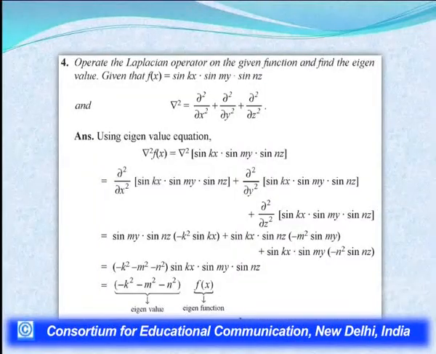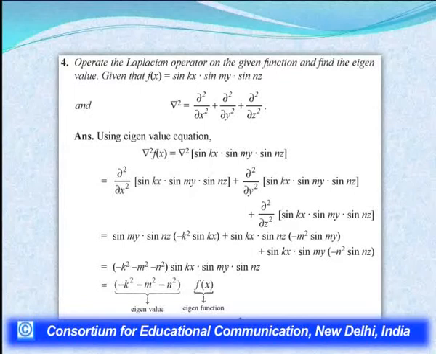Now see question number 4. You have to operate the Laplacian operator. Again, for this one should know the expression for the Laplacian operator, on the given function, and they are also asking you to find the eigenvalue. Given that f(x) is sin kx into sin my into sin nz, and what is our Laplacian operator? That is always del square, which is d square by dx square, d square by dy square, and d square by dz square.